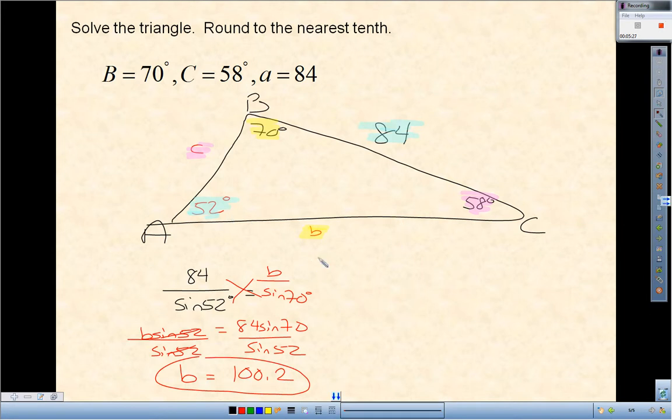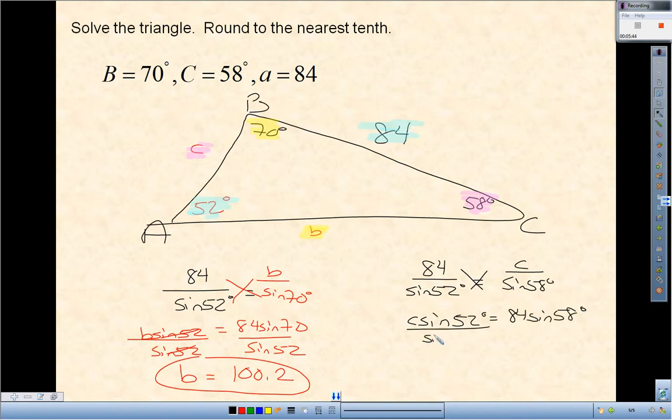Now for side C, I could use what I just found, but I'm just going to go back and use my 84 over sine of 52 and set that equal to C over sine of 58. Cross multiply, so I get C sine of 52 degrees equals 84 sine of 58 degrees. Divide by sine of 52 degrees, and then that'll give me 84 sine of 58 degrees divided by sine of 52 degrees. That'll give me 90.4, and that would be the length of side C.